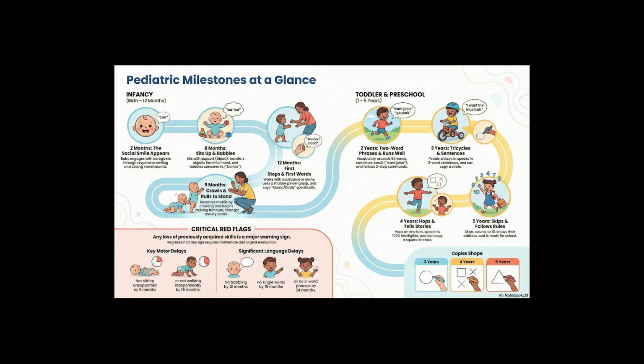Weight doubles by 4 to 5 months. Wow, doubles in 4 months. It's an incredible rate. Right. Then it triples by 1 year and finally quadruples by 2 years. If a child's falling off that curve, you're launching a big workup.